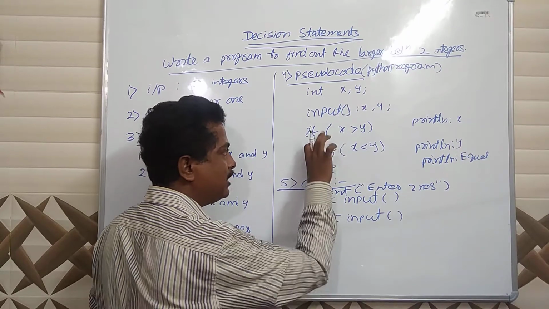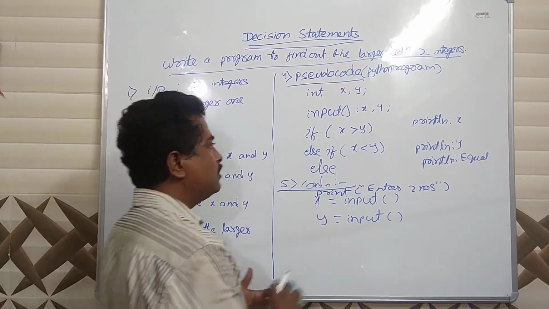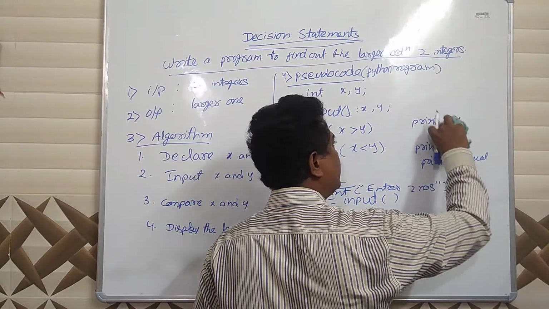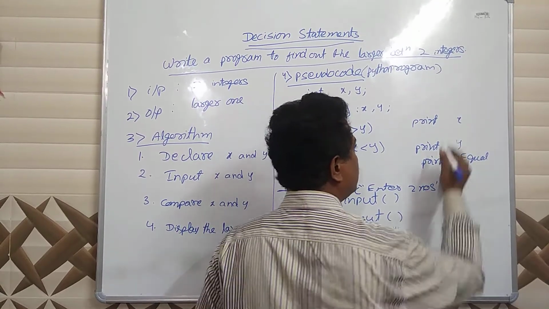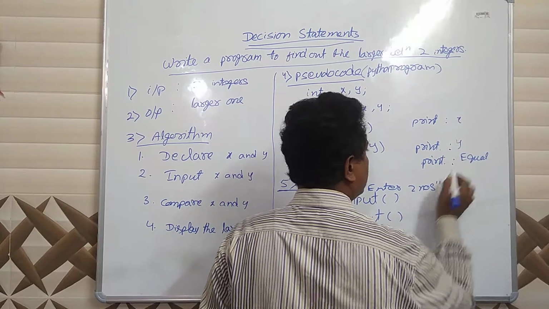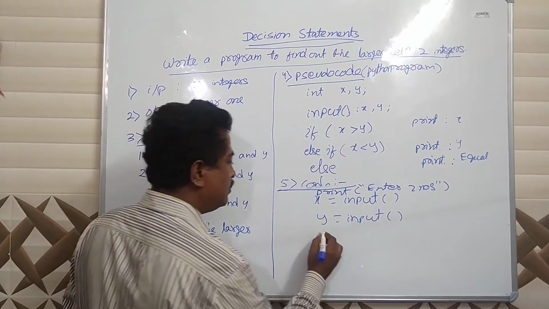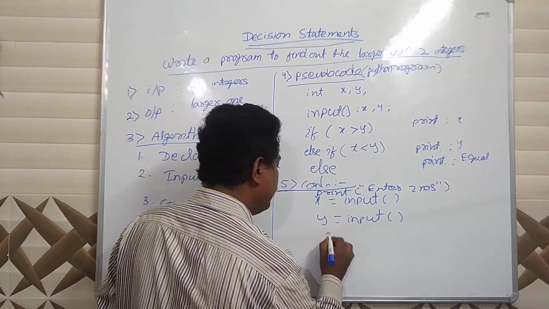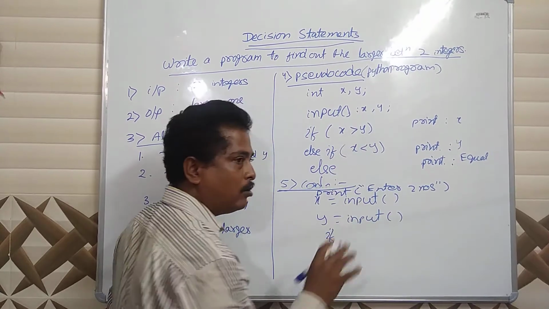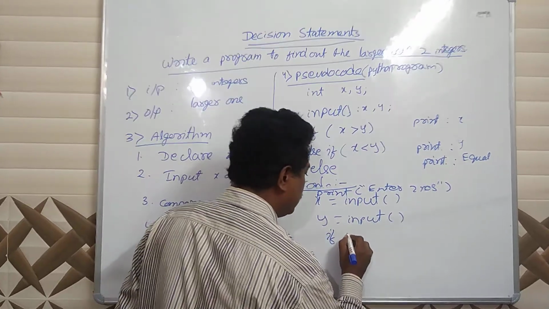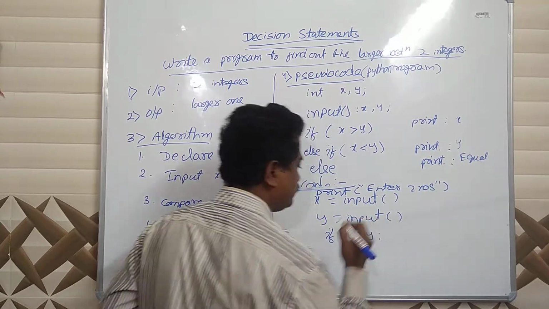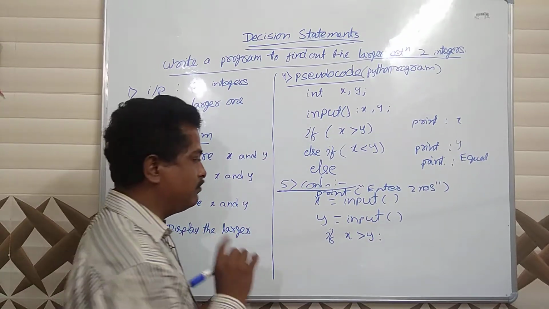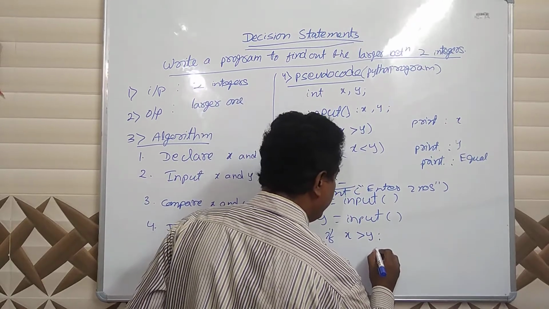Third step, how to write in Python? In Python, in place of println, write only print, because our function name is print only. Conditions, how are you writing here? If it is if only, brackets are not necessary, but if you give them it's okay. x is greater than y, colon. It is the syntax of Python, remember. Then print.